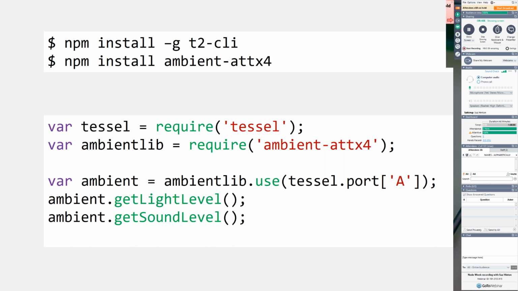As you can see here, the code is fairly straightforward. You require the Tessel library, you require the modules library that you're using. There are 2 ports that you can plug modules into, either port A or port B, and then for the ambient module, which we're using today, you can essentially just call get light level and get sound level, and it will give you that because the ambient module has a sound sensor as well as a light sensor on it. So I wanted to show you a really quick demo of that working so that you can see just how quick and easy it is to get up and running.